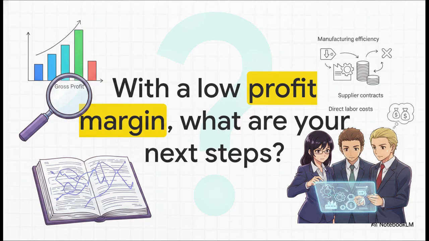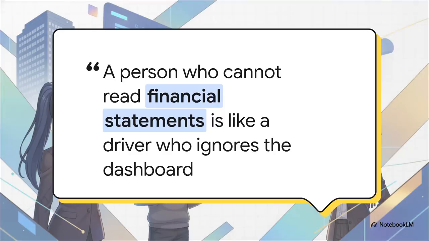Well, first, you go straight to the income statement. A structurally low gross margin tells you one of two things. Either your pricing strategy is fundamentally flawed, or your cost of goods sold is bleeding you absolutely dry. You would need to aggressively audit supplier contracts, check your manufacturing efficiency, and drill down into direct labor costs to fix this structural defect.